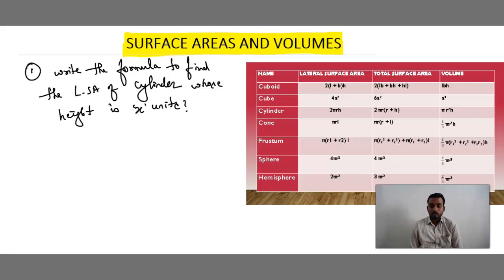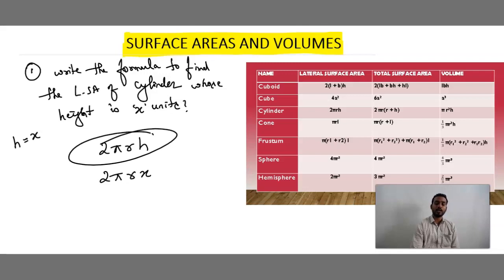Means what we should do. Now he is saying that whose height we have to take it as x units. Here he is not telling you to use h. Here he is saying that you should use x in place of h. So what is our general formula? 2 pi rh. But in this case what we should write? 2 pi rx. If you are going to write 2 pi rh, then your answer is wrong.